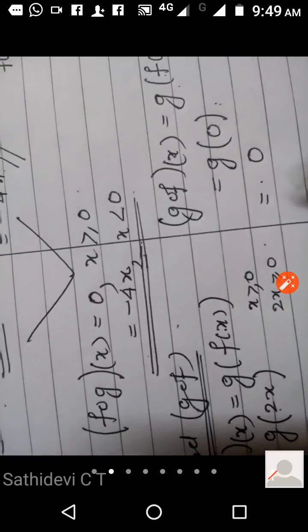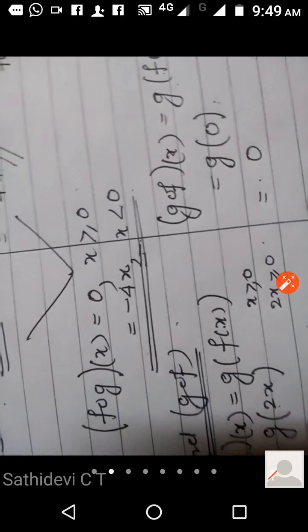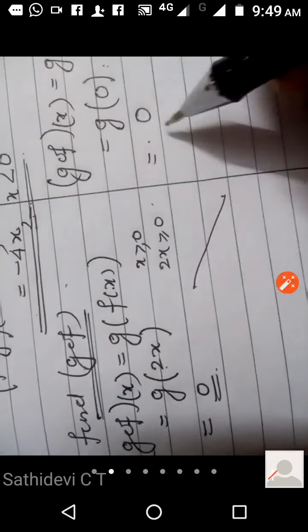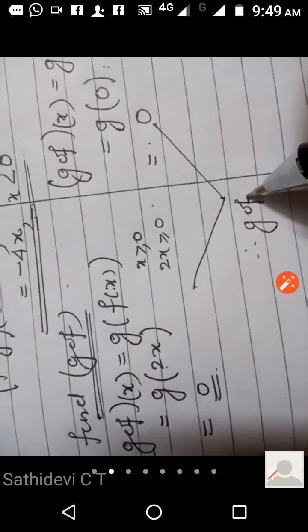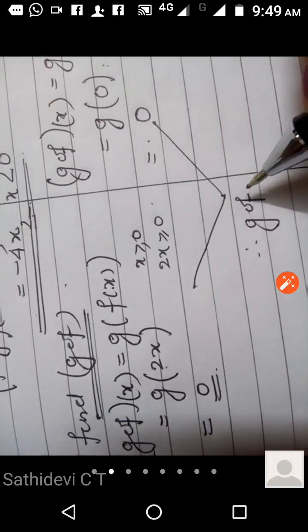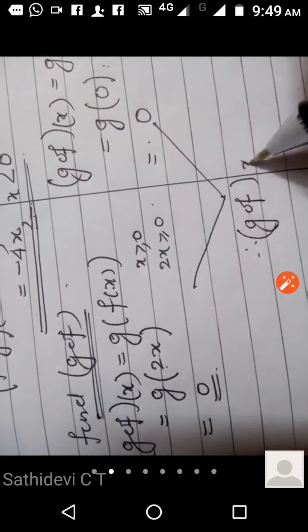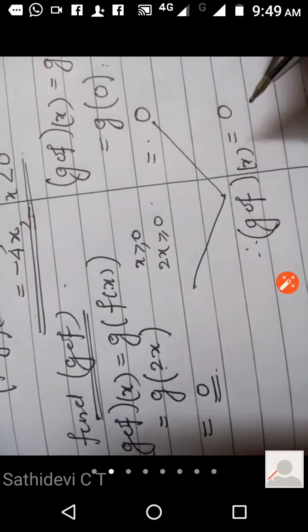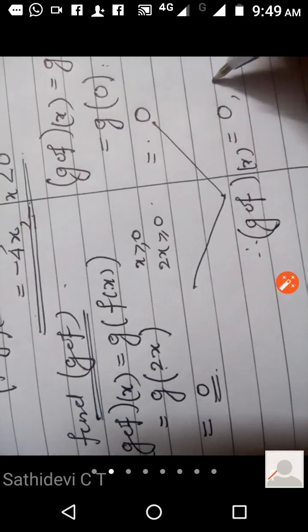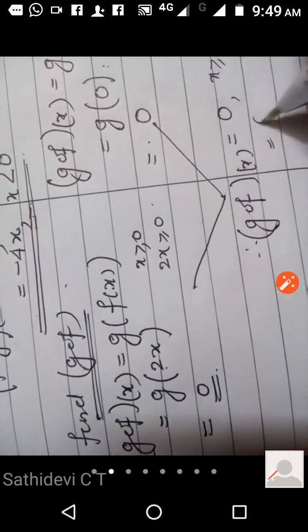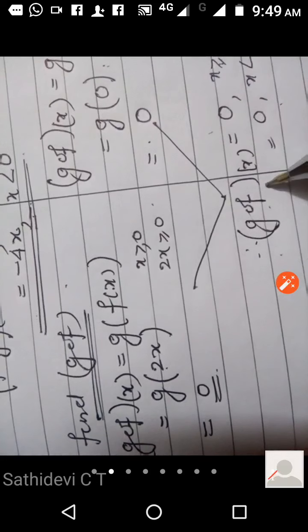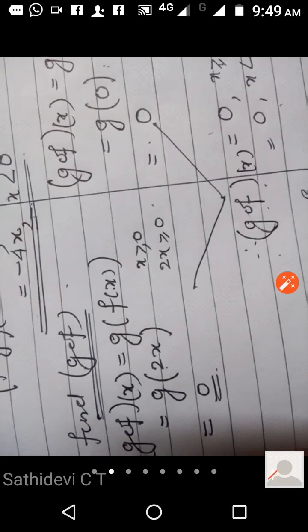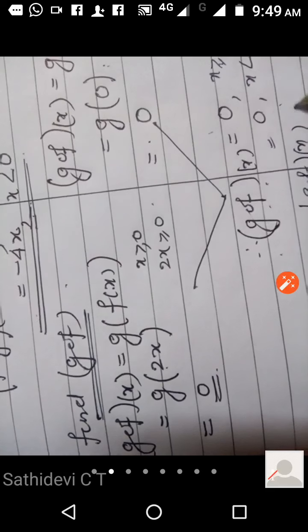Combining these two, in both the cases you are getting the value 0. Therefore, G composite F operated on x is 0 for all the domain. For x greater than or equal to 0, and this is also 0 when x is less than 0. So G composite F on x is 0 for all x in the domain.